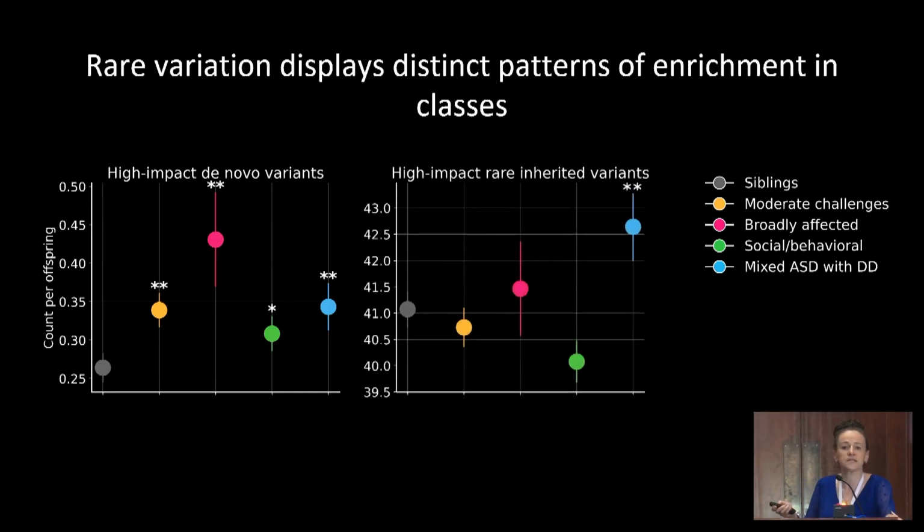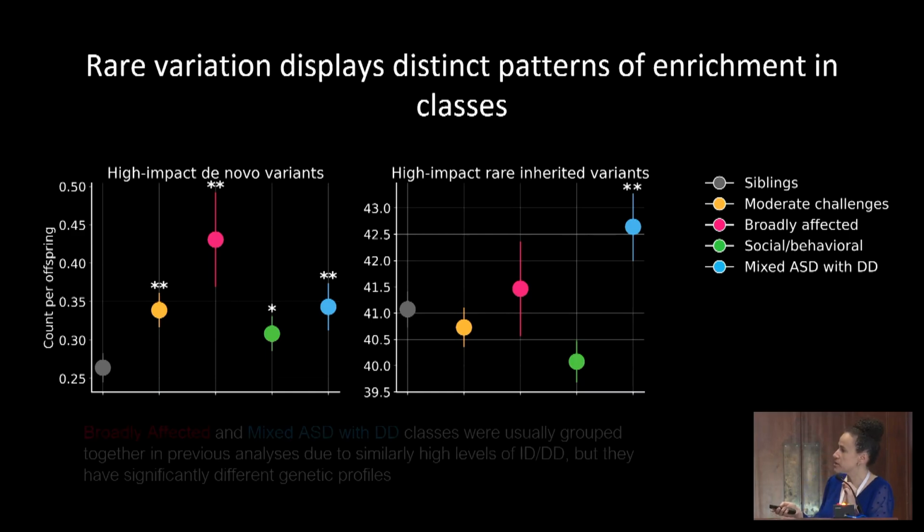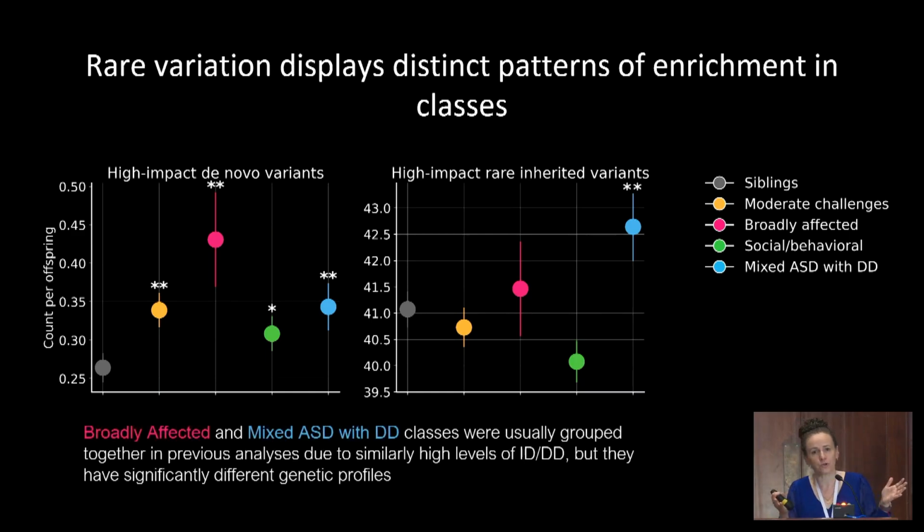But here is a big difference. When you look at the mixed autism with developmental delay subclass, that is the only subclass that is significantly enriched for high impact rare inherited variants. And this is really important because previous studies, of course we're not the first ones to realize that autism is heterogeneous by far. Anyone who has anything to do with autism knows this.